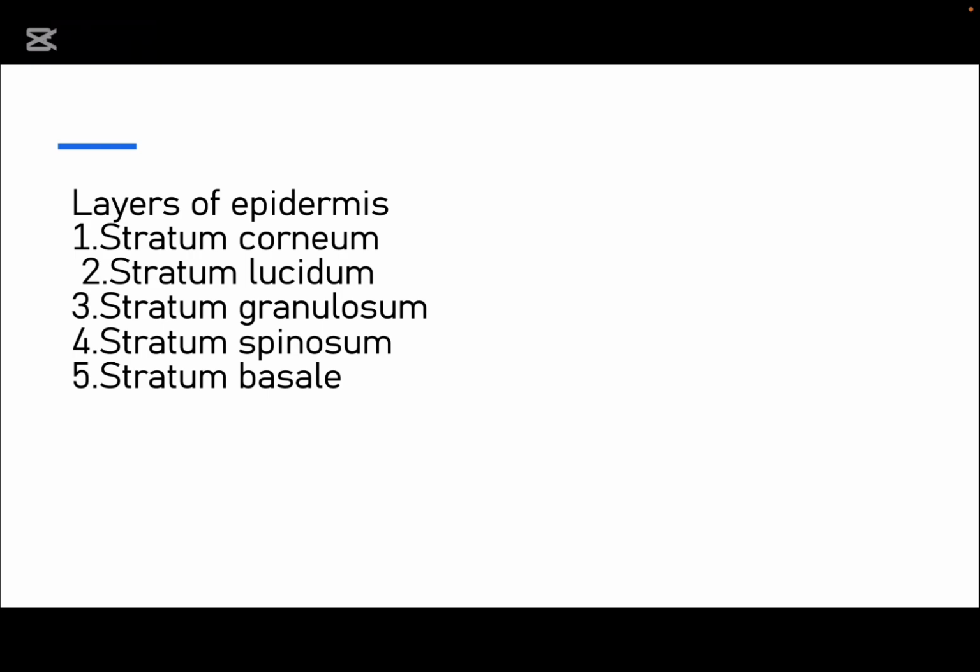The second layer, which is very important in our discussion, is the stratum spinosum. It is called spinosum because it is from the word spiny. It consists of keratinocytes which are attached to each other through desmosomes. The desmosomes are basically composed of proteins called desmogleins. And these are important proteins because they connect those keratinocytes together.